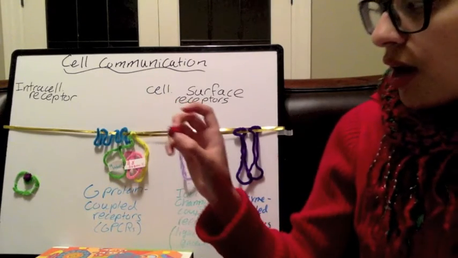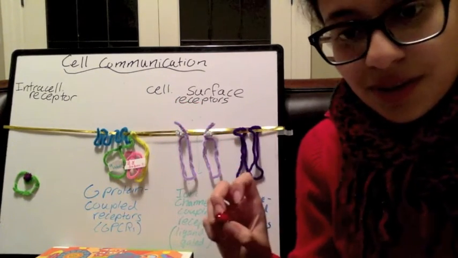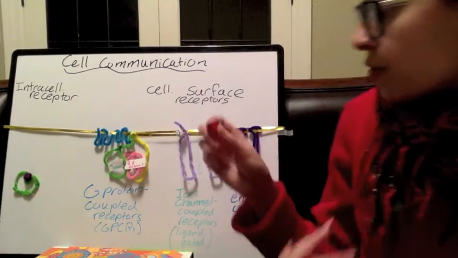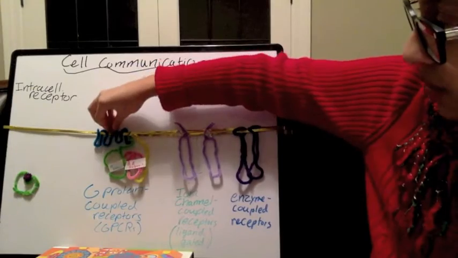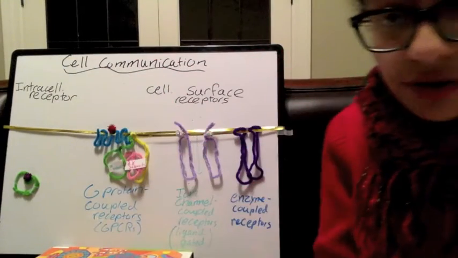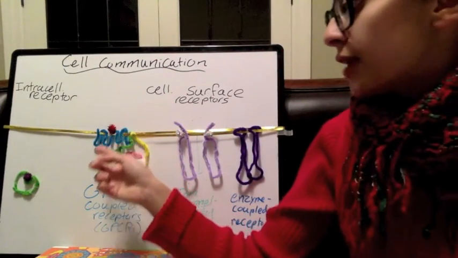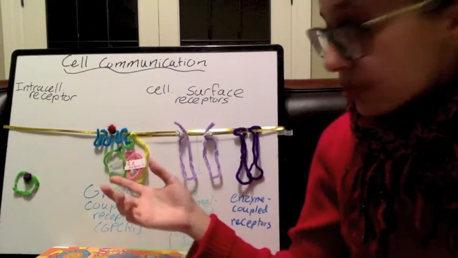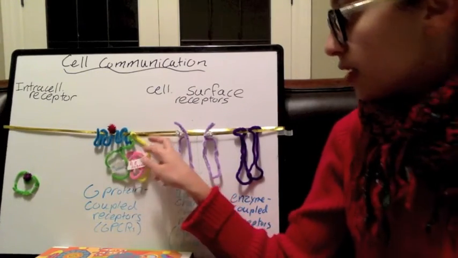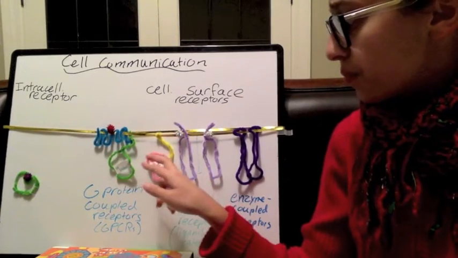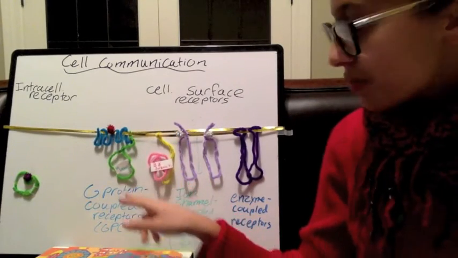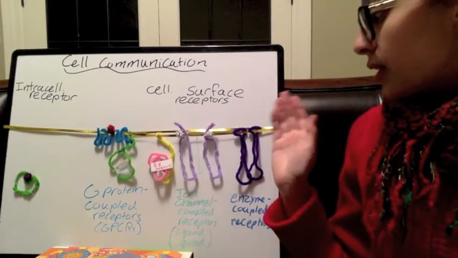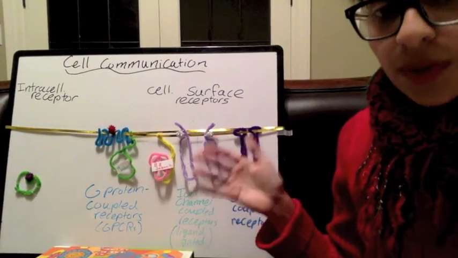So this signaling molecule is going to be larger and more hydrophilic, so it will stay on the outside, doesn't actually ever enter the cell, but it activates this GPCR, which then activates the G protein, separating the beta gamma subunits from the alpha subunits. There's also the ion channel coupled receptors, or ligand gated.